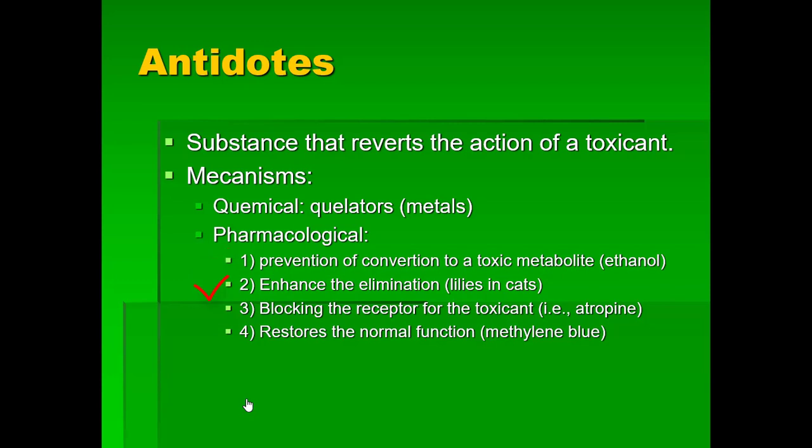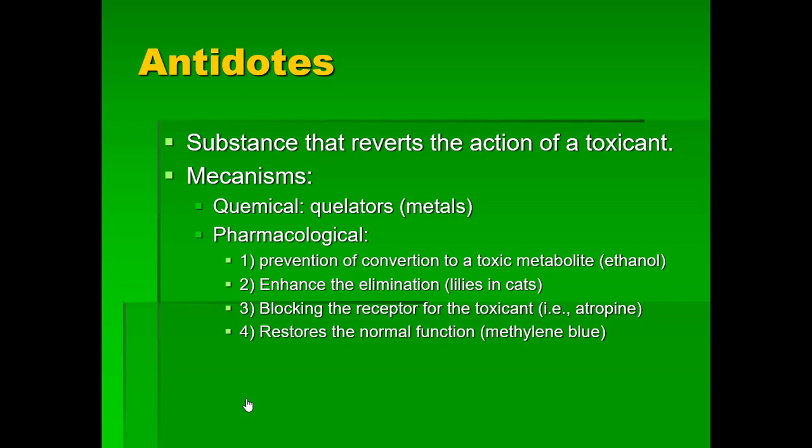Another mechanism is enhancing the elimination of the toxicant. And a good example is Easter lilies in cats. For Easter lilies, the target organ are the kidneys. And by promoting diuresis with IV fluids, not only do we protect the kidneys, but we speed up the elimination of whatever toxin is in those Easter lilies, which to this day has not been found yet.